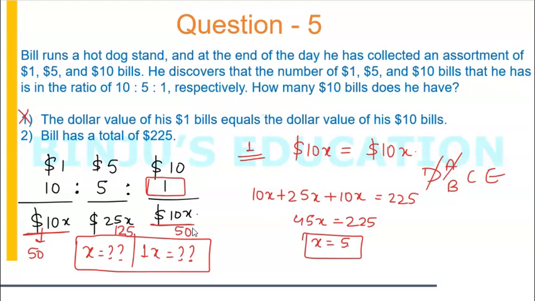Now the sum of the $10 bills is equal to 50, and that means he has a total of 5 bills of $10 each. So x is equal to 5. That means statement 2 alone will give us the required answer, which means the answer here is option number B.